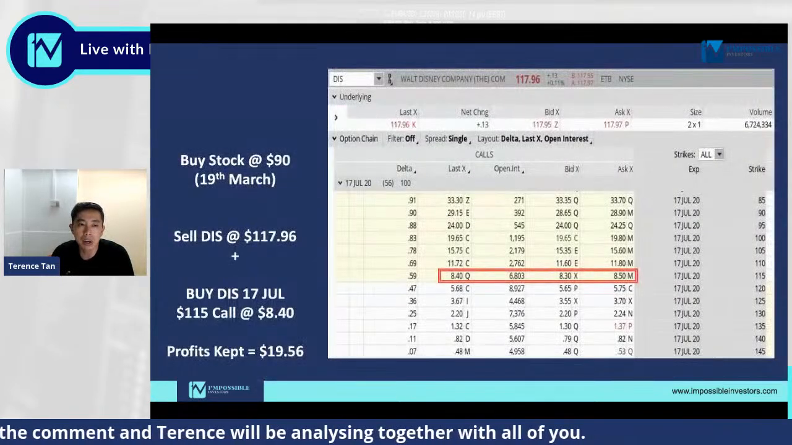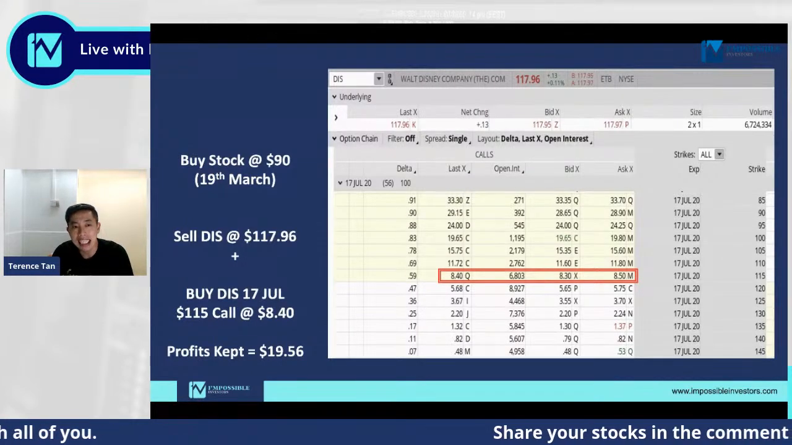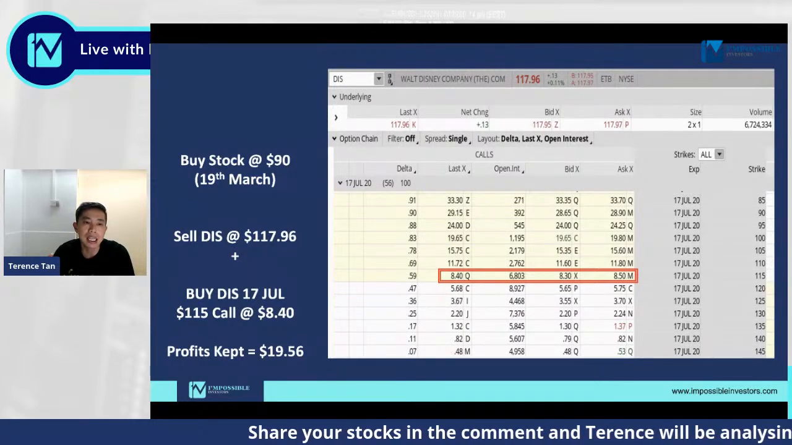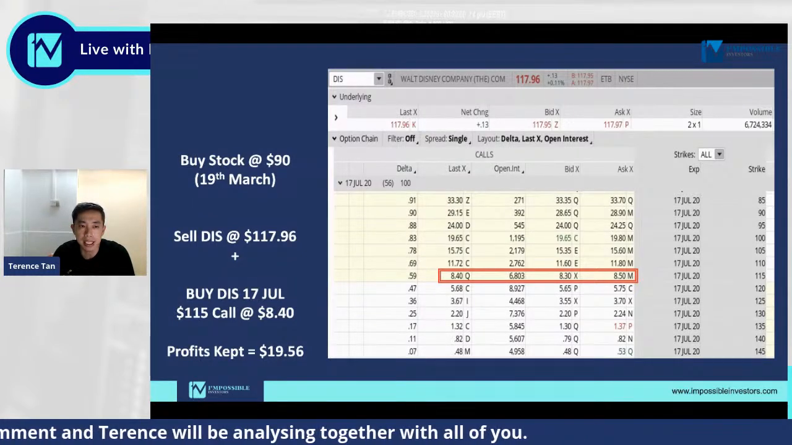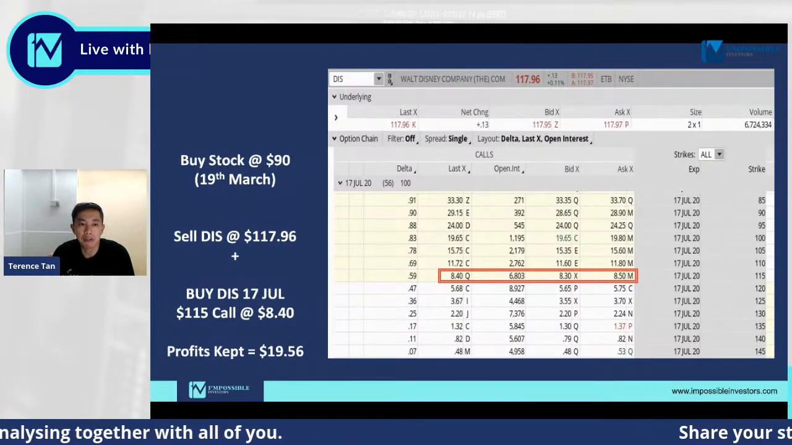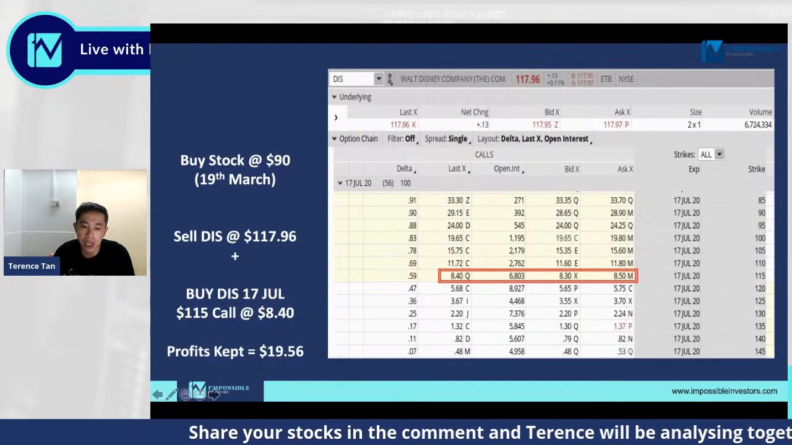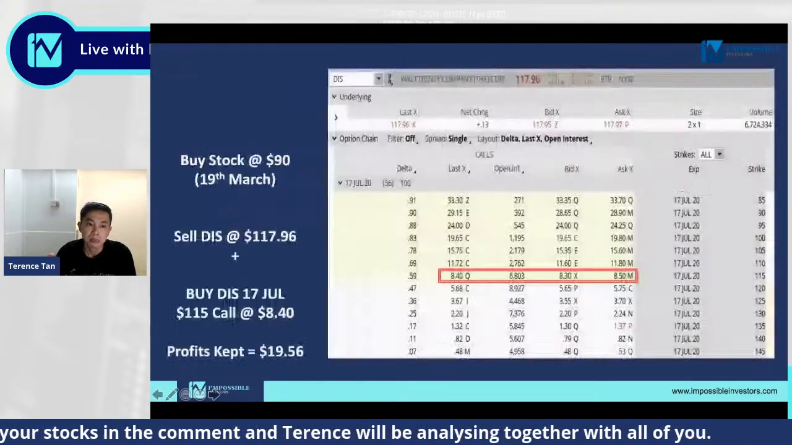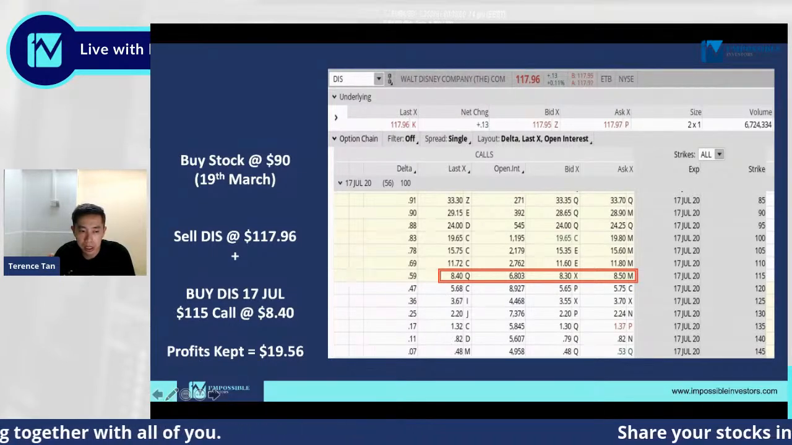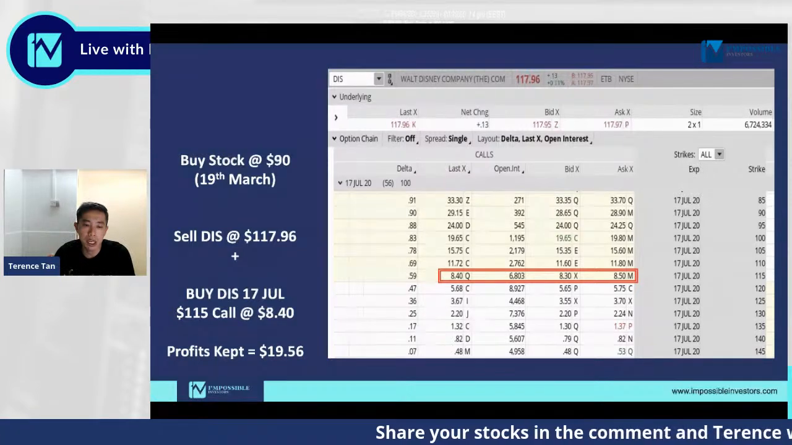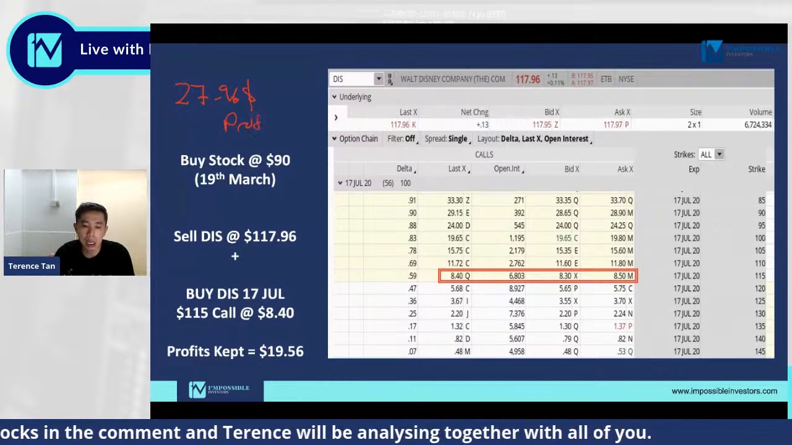Now, let's take a look at how much this trade would have cost. In my example, I say I bought the stock at 90. So let's say you bought the stock at 90 over here on 19th of March, and now you sold Disney at 117.96. So you have made a profit of 27.96. Let me write it up over here. 27.96, profits from the stock.